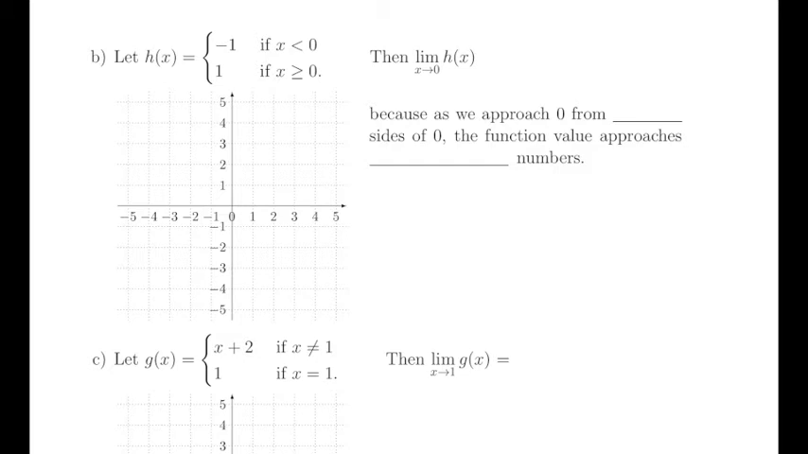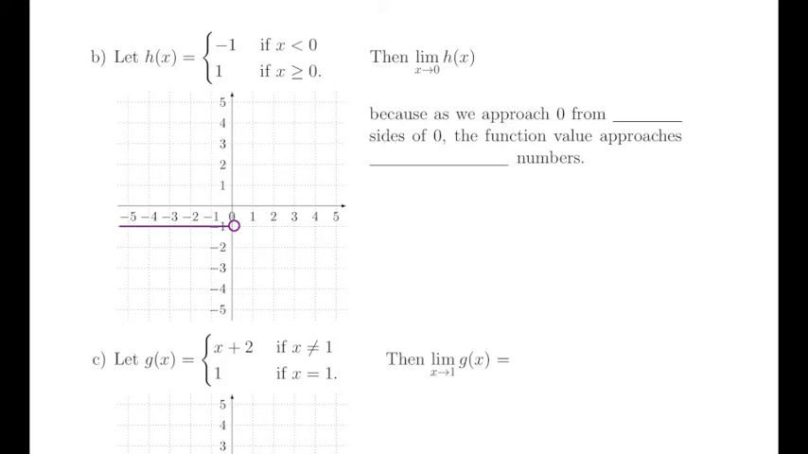Alright, so for the second one, we have a piecewise function, and we're going to do the same thing as before. We're going to draw this graph first, and then look at the graph to answer this limit question. We're first going to draw the graph of y is equal to -1 when x is negative, meaning to the left of the y-axis. That means we have something like this, and an open circle at x is 0, because x is 0 is not included here.